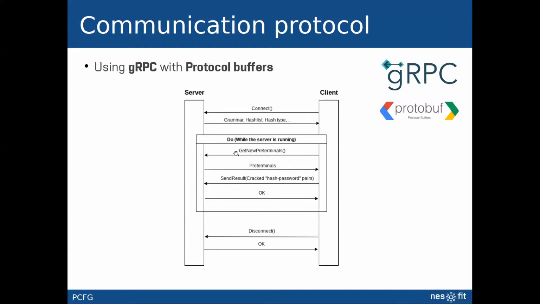The client asks for new work. It receives these preterminal structures in a chunk. And once it is done, it sends the result. And the server responds by sending OK. This repeats until we have no passwords left to try, or until all the hashes are cracked. Once the cracking is over, the client sends a disconnect message and the server responds with OK. Technically, this is built on gRPC and the protocol buffers technology.